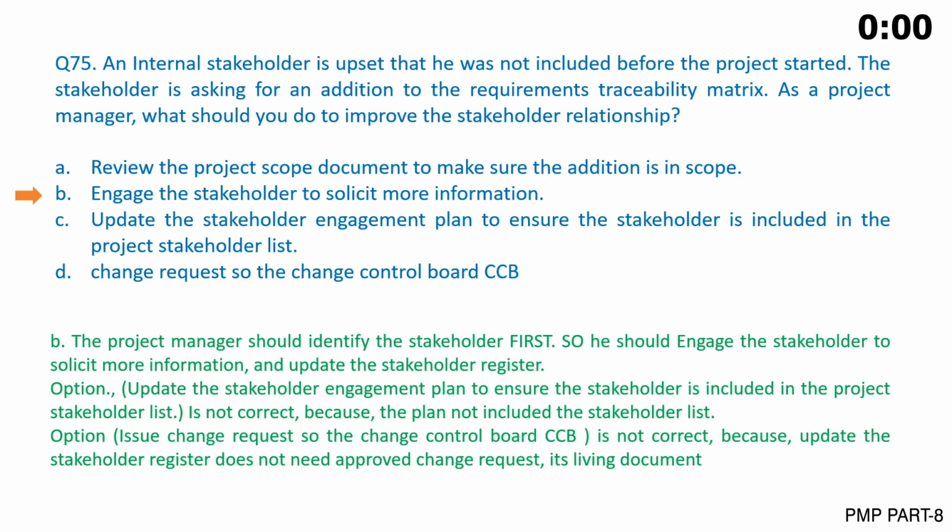Option C, update the stakeholder engagement plan to ensure the stakeholder is included in the project stakeholder list, is not correct, because the plan does not include the stakeholder list. Option D, issue a change request to the Change Control Board, CCB, is not correct, because updating the stakeholder register does not need an approved change request; it's a living document.